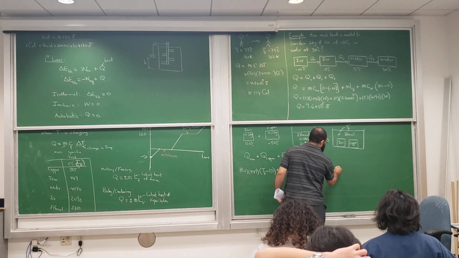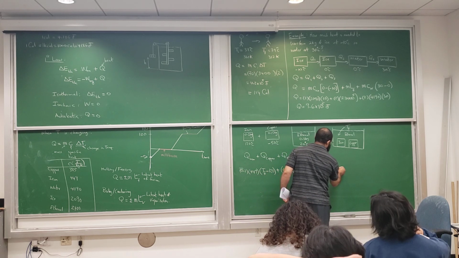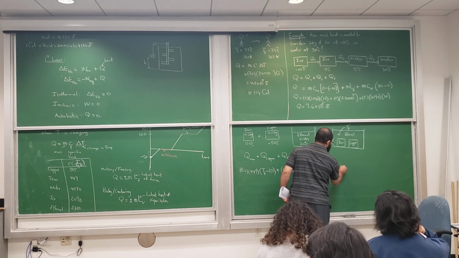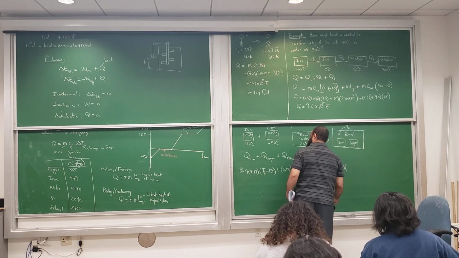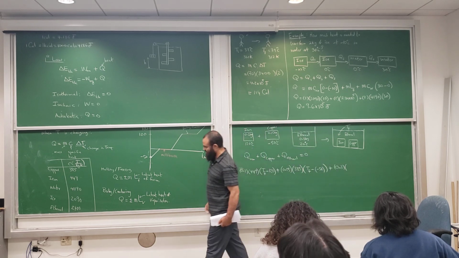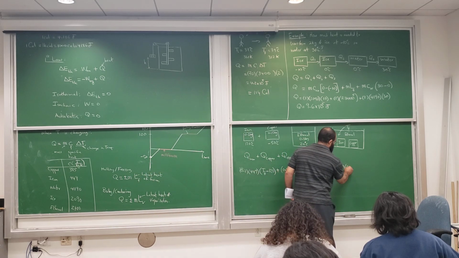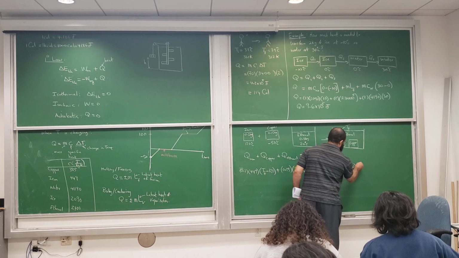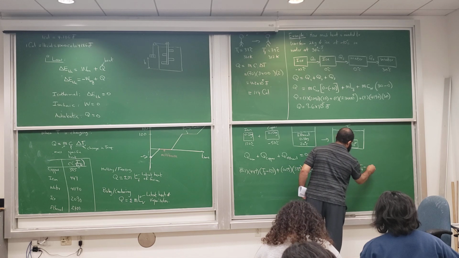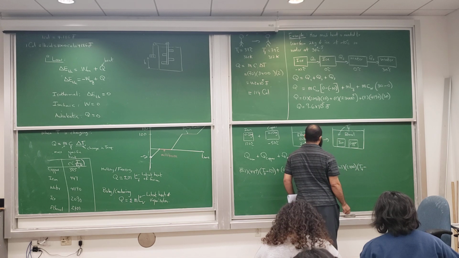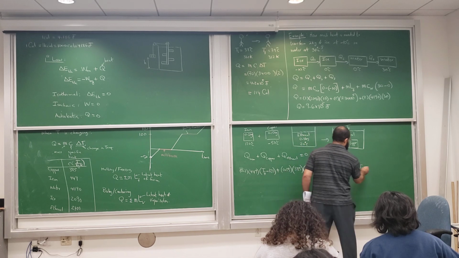Plus for the ethanol, mass of ethanol is 0.3. Specific heat for ethanol is 2400, yeah. And then T final minus the initial temperature for ethanol, which is 20.